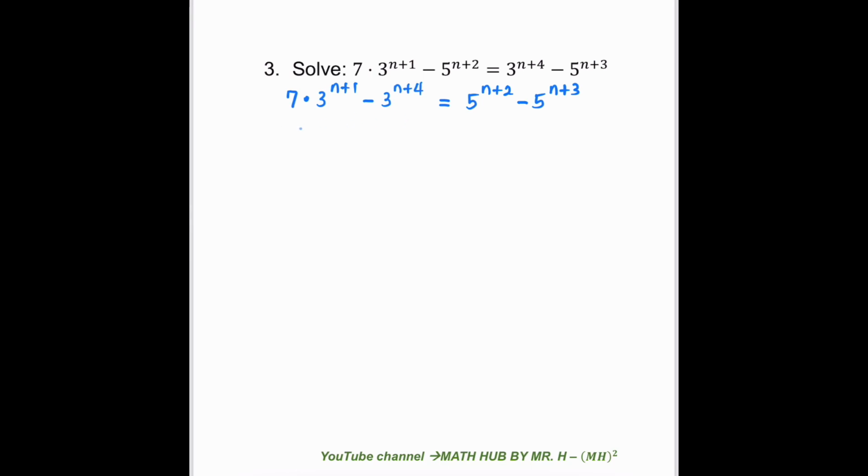For the left hand side, we can take out 3 to the power of n plus 1. 3 to the power of n plus 1 can be taken out. So when we factor out 3 to the power of n plus 1, definitely from this term, only 7 will be left. And taking out 3 to the power of n plus 1 from here, it's going to give us 3 to the power of 3.